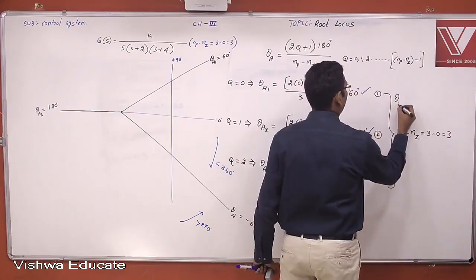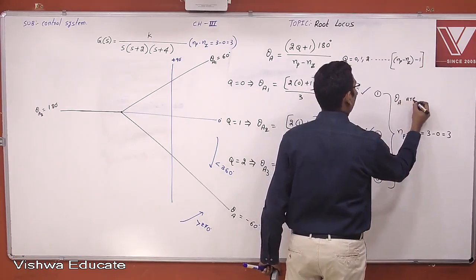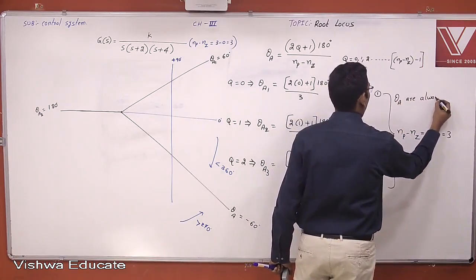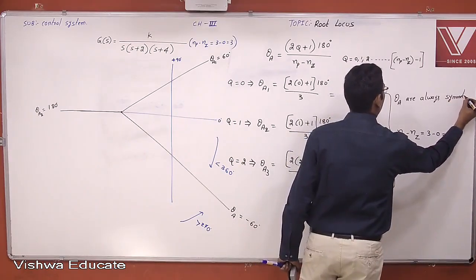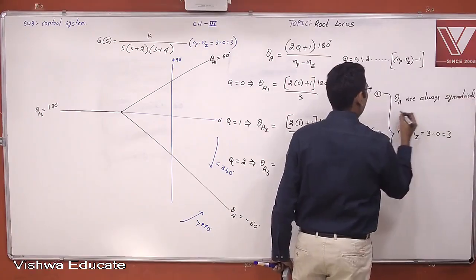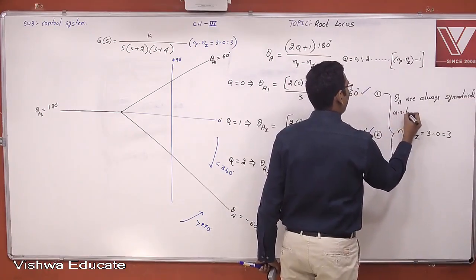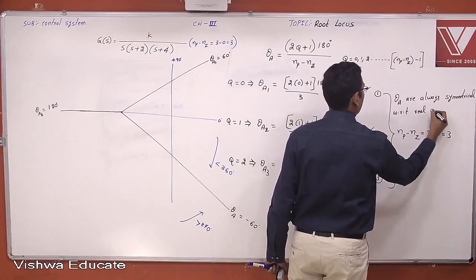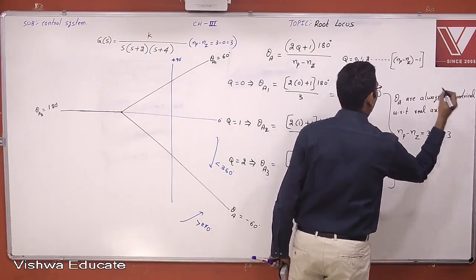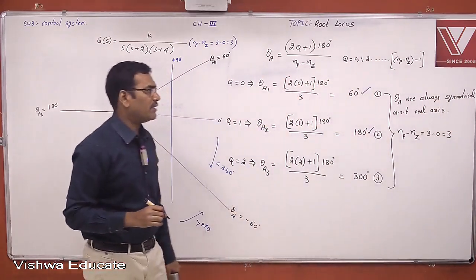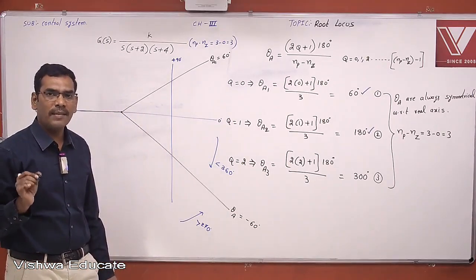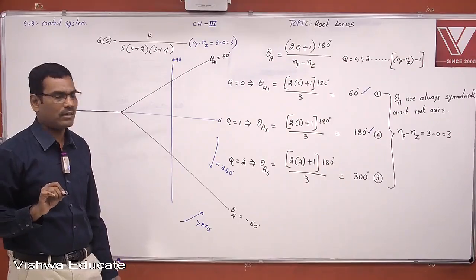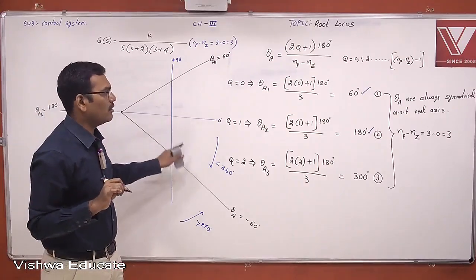Angles of asymptotes are always symmetrical with respect to the real axis, because the poles and zeros are always symmetrical about the real axis. So this is why the angles of asymptotes are always symmetrical.